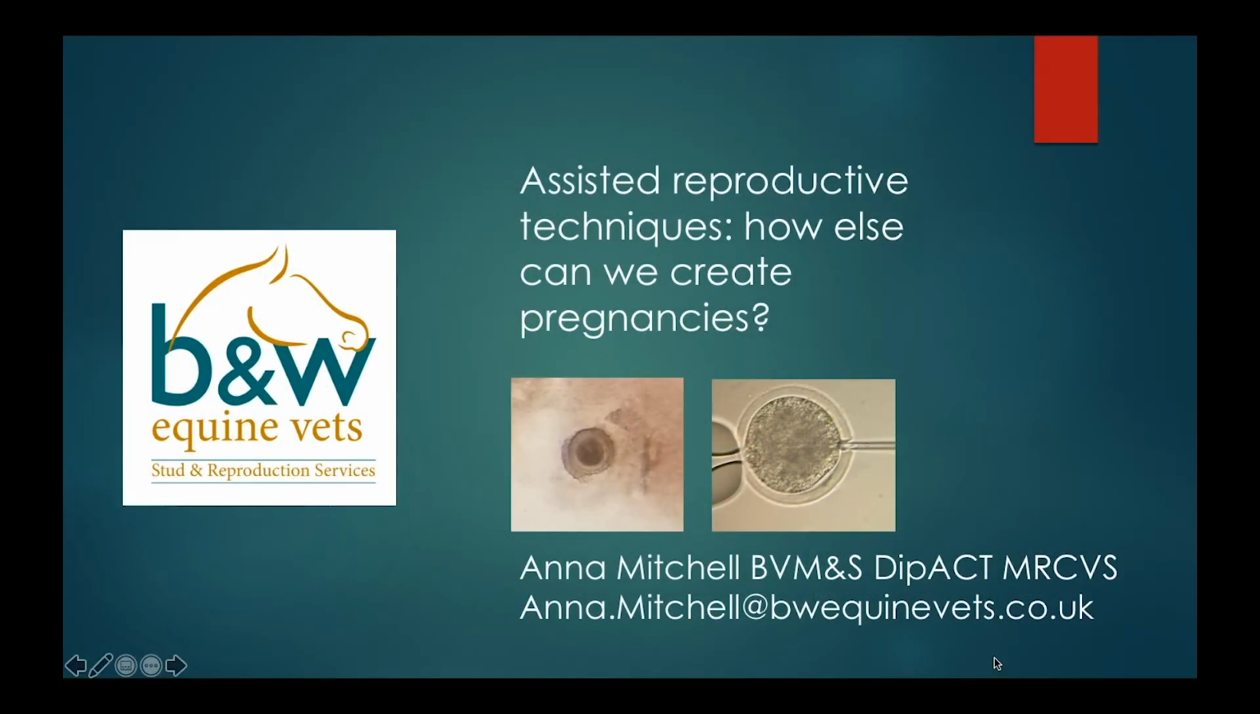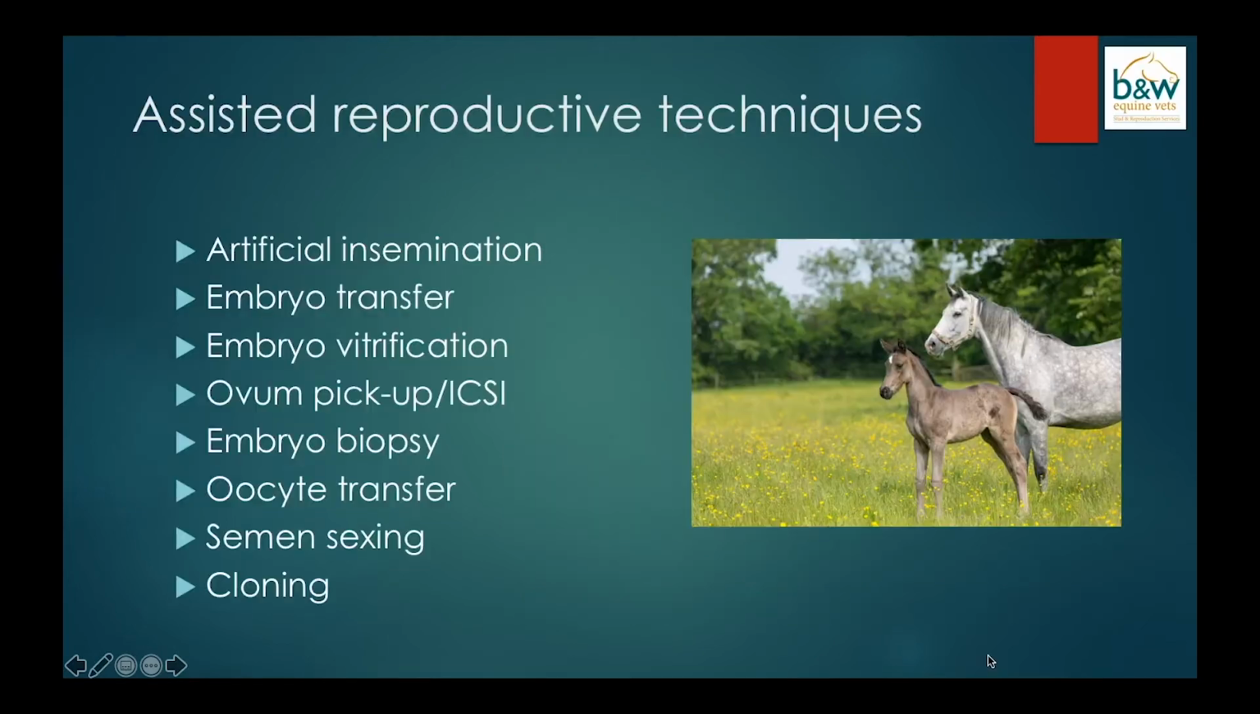Hi everyone. In this session we're going to be looking at some more advanced assisted reproductive techniques and how else we can create pregnancies. The assisted reproductive techniques that we're going to discuss in this session include artificial insemination, embryo transfer, embryo freezing or vitrification, ovum pickup and ICSI, embryo biopsy, oocyte transfer, semen sexing and cloning, and we're going to focus on these three, so embryo transfer, embryo vitrification and ovum pickup ICSI.